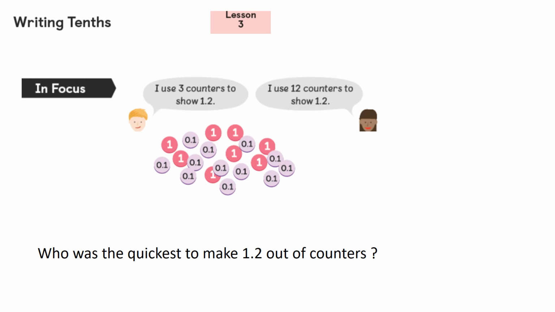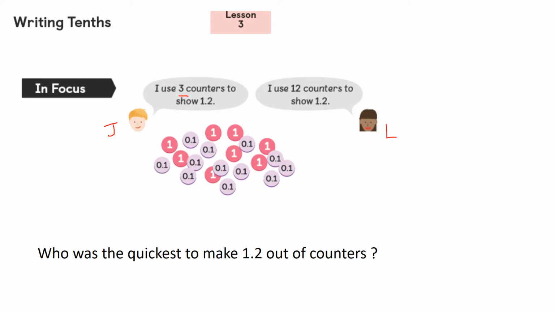Hi guys, welcome to lesson 3 of writing tenths. I want you to have a look at this in focus task and read along with me. So I'm going to introduce you to a couple of new characters today. Over here we have Jacob, and over here on my right we have Layla.